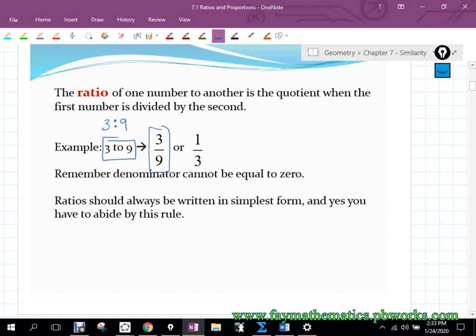It doesn't make a whole lot of sense to say, I am 4 times older than twice your age. Doesn't make a whole lot of sense, right? It'd be better to say I'm twice your age than 4 times twice your age. Does that make sense? So that's why we like to reduce things.